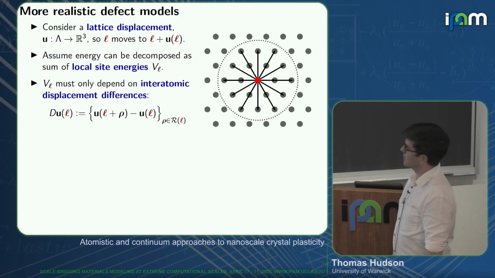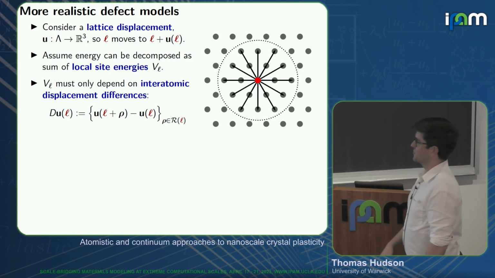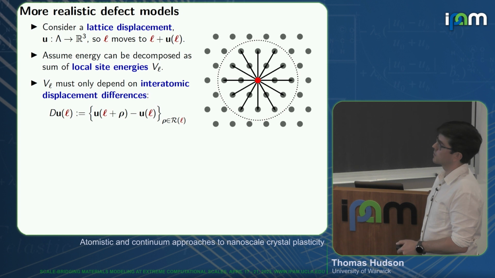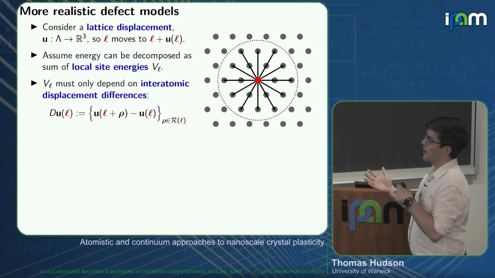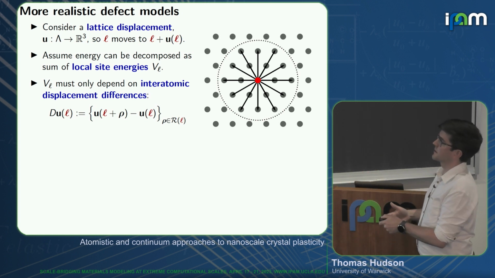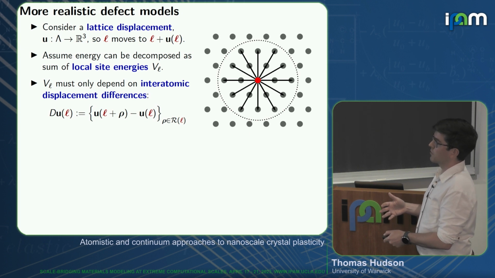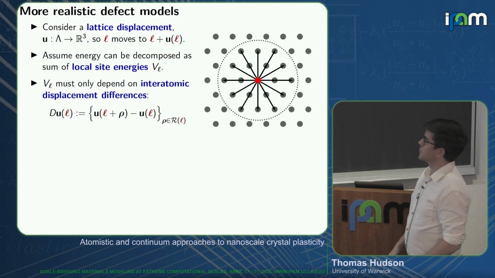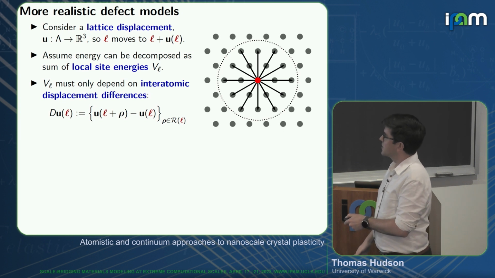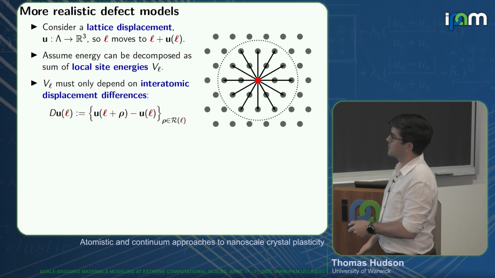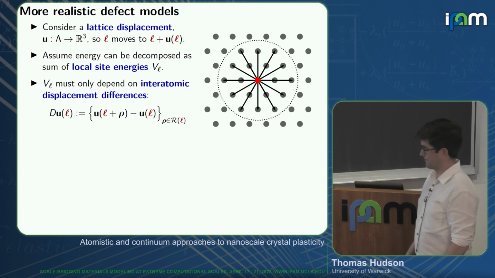Because of all the things that have been discussed already at this workshop, we know that V_L must depend only on displacement differences, or equivalently on position differences. That's exactly the same thing, because this is just a different way of writing it. So the local site energy for this atom, the interaction of this red atom with its environment, must only depend on the difference in displacement between atoms in this area.